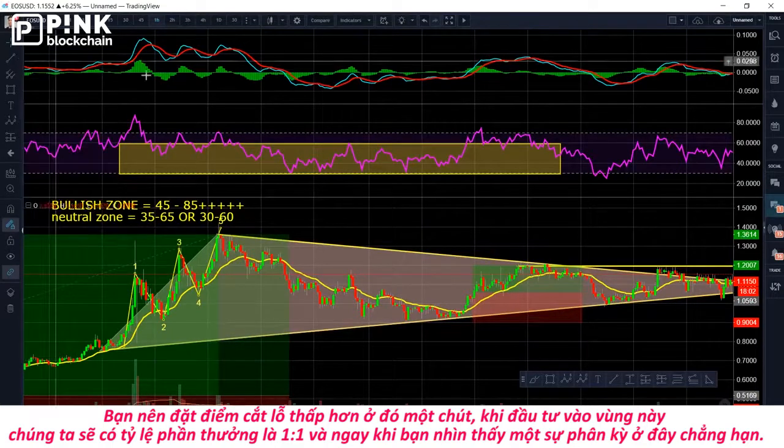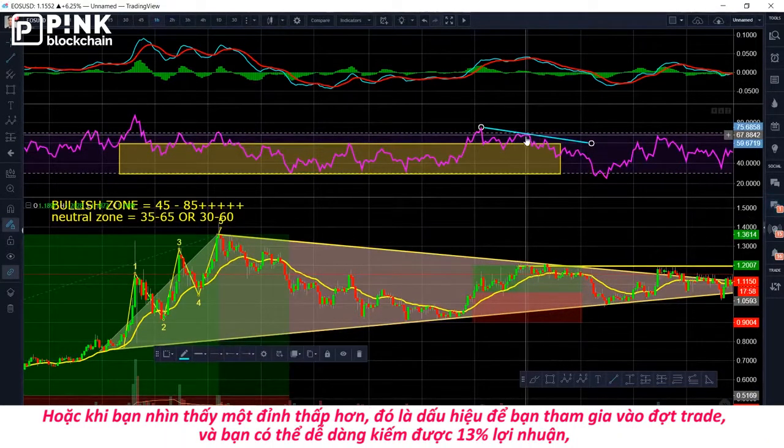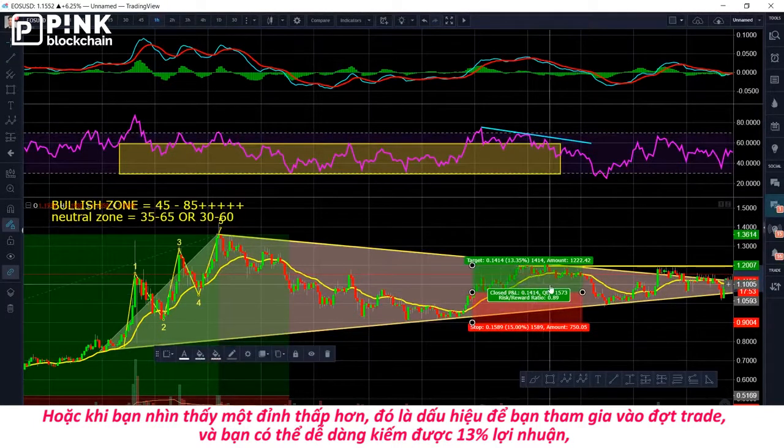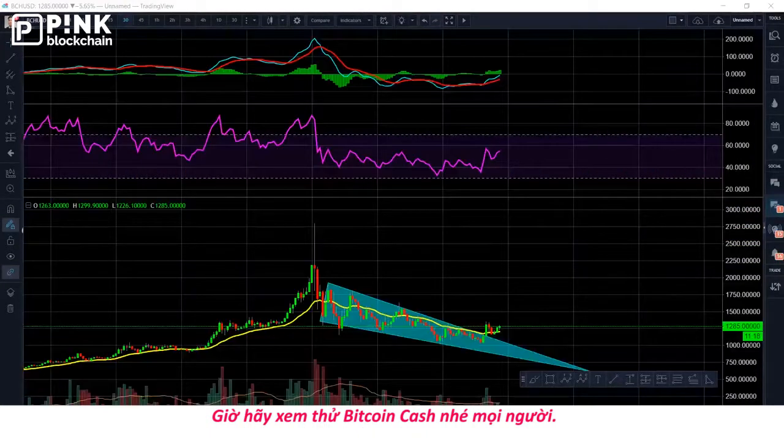And as soon as you saw divergence, for example, right here, where you're getting a lower high, okay? You see a lower high, boom, that is your signal to trade. You would have made yourself an easy 13% profit. Now let's look at even more examples.